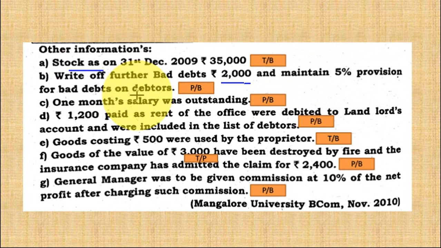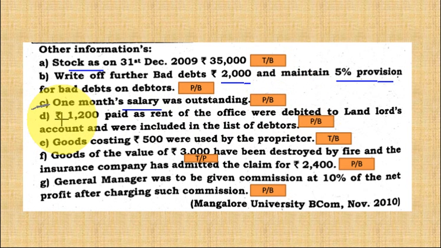5% provision for bad debts on debtors. Good debtors we have to find out. On that you have to calculate 5% provision. Okay, 5% provision should be written on the profit and loss account as well as balance sheet. 1 month salary was outstanding. See, outstanding salary whenever it is given in the adjustment, that is the new entry. So 2 times you have to write. One is outstanding salary in the profit and loss account. Another one in the balance sheet you have to write outstanding salary as a liability.